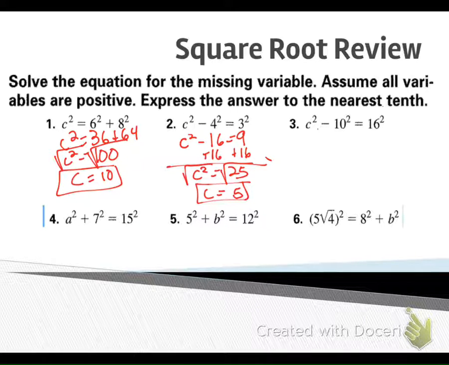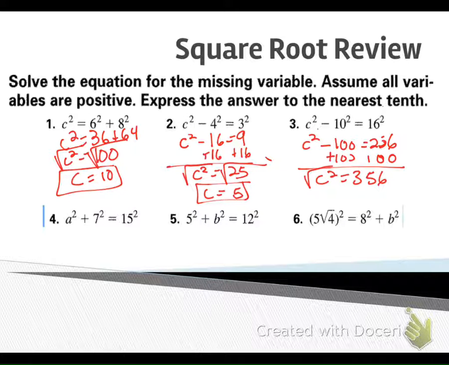Okay, next one up, we have 10 squared is 100 equals 16 squared. Can you say it again? 256. Okay, 256. We're going to add 100 to both sides. What do I get? 356.